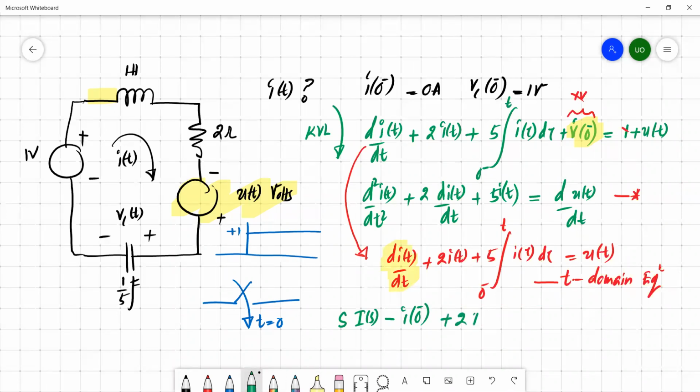Then 2 times I(s). If you convert it into the S domain, it would be capital I(s). Then we have 5 times the integral term. Once you replace this integral with the corresponding Laplace transform, it would be capital I(s) divided by S, equals u(t). If you take this u(t) into the S domain, it equals 1 over S.